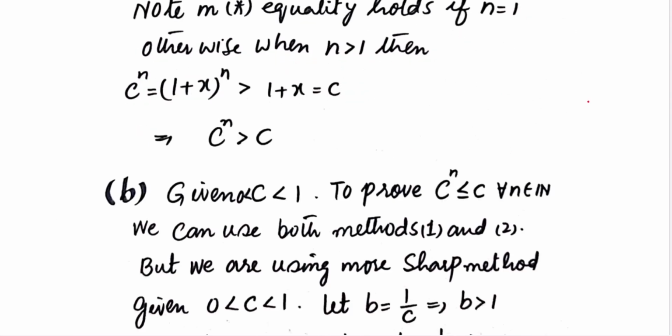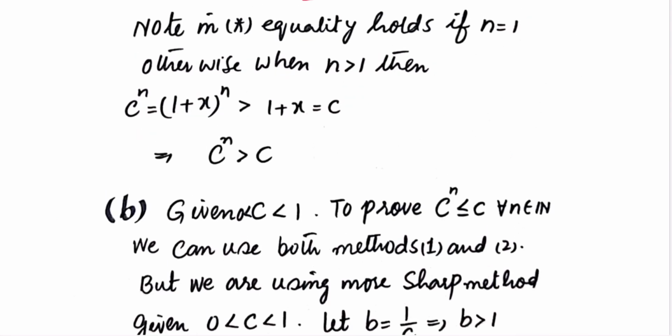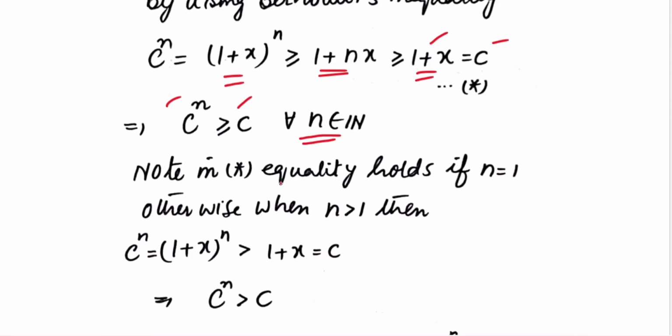Further, note in the star that equality holds if n is equal to 1. Otherwise, when n is greater than 1, then c raised to power n is greater than c only. If you take n equal to 1 here, then these three expressions will always be equal. So in this case, we have the equality sign. Otherwise, c raised to power n is greater than c.